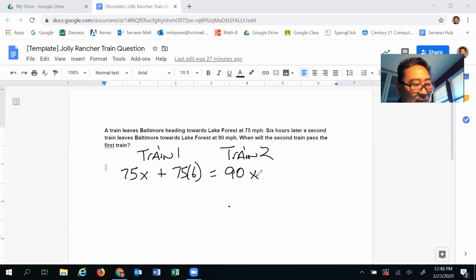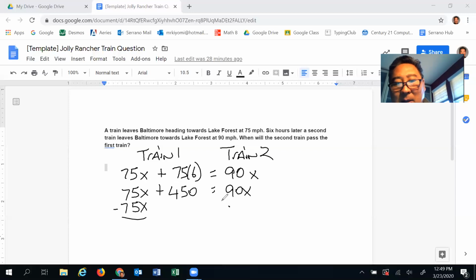Let's multiply 75 times 6, which is 450. So I get 75x plus 450 is equal to 90x. Let's subtract 75x from both sides, minus 75x. 75x minus 75x is 0, plus 450 is 450. 90x minus 75x comes out to 15x.